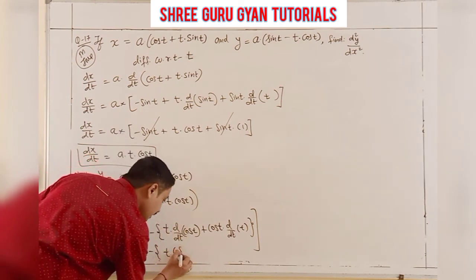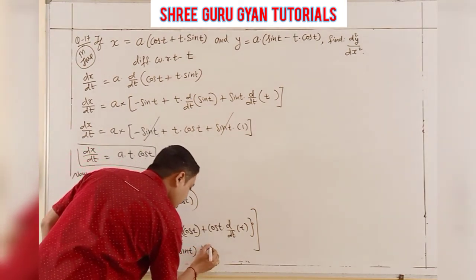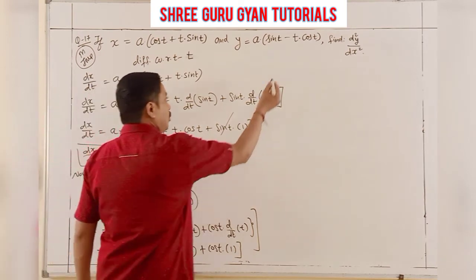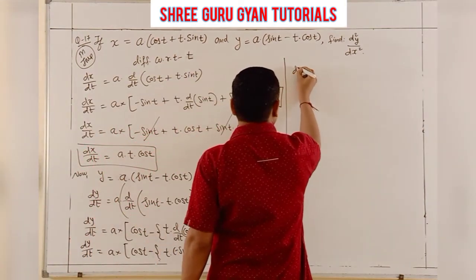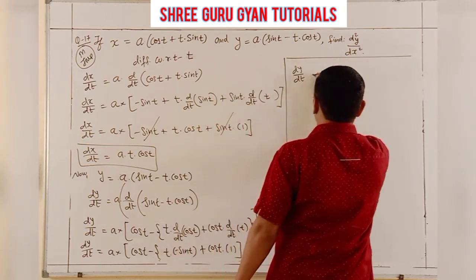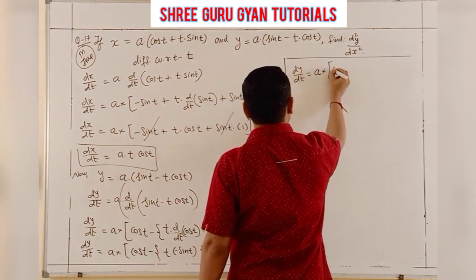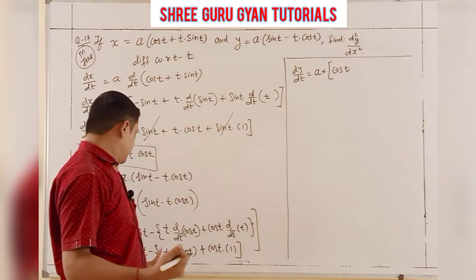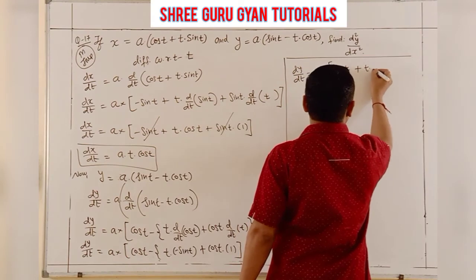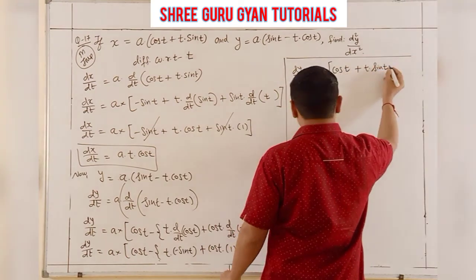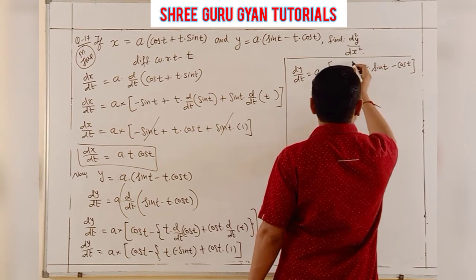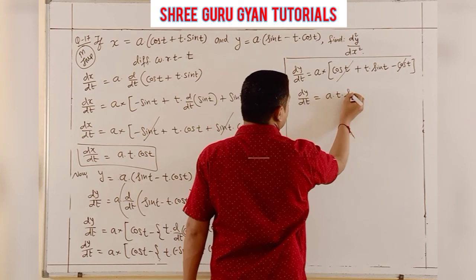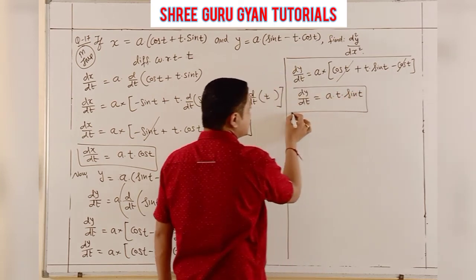So dy by dt, we have cos t same, minus t. What is the cos t derivative? Minus sin t, plus again cos t, here 1. And now expand all. So dy by dt is a into cos t. Students, here I'm just expanding. Here minus minus plus t sin t minus cos t. That cancels. You have only a into t into sin t.